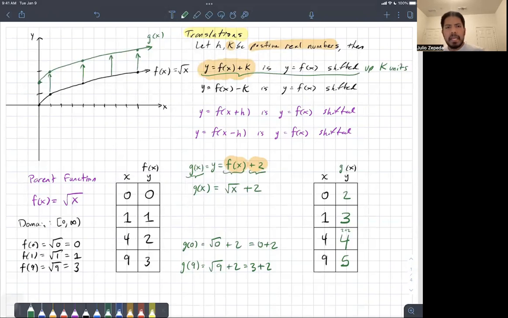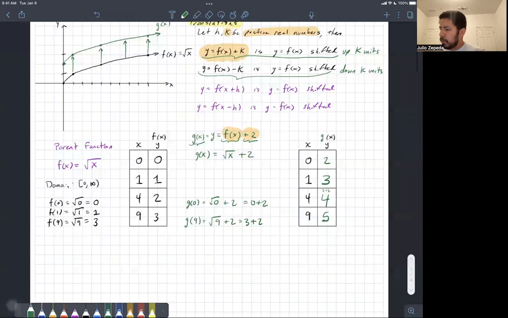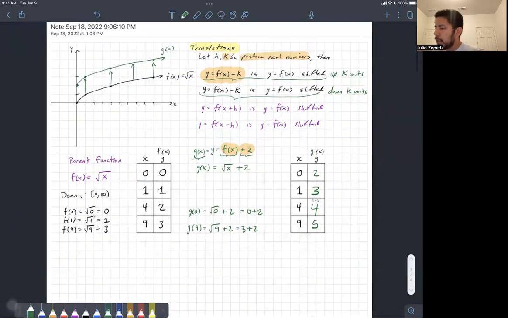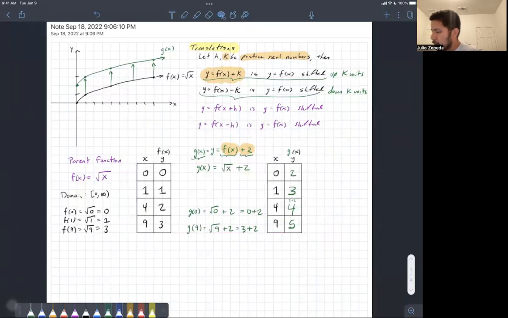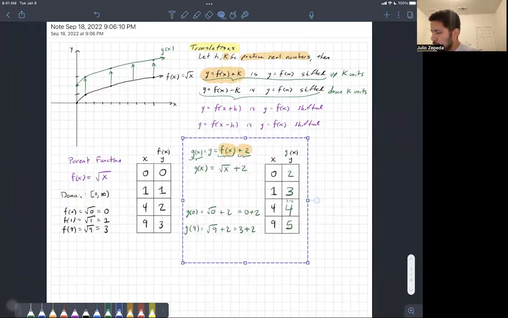Okay. And then similarly, I'm not going to do the example for f of x minus k. I think we can pretty much figure out what's going to happen here. This is going to be just the original function, f of x, shifted down k units. Okay. So that was our example there. Any questions?